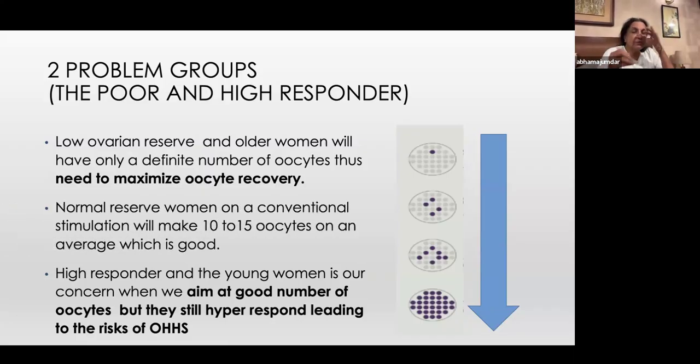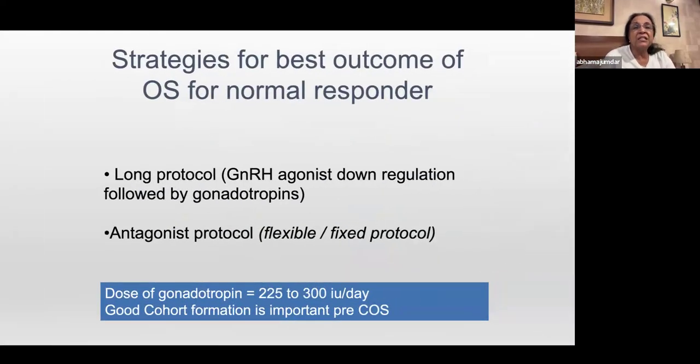And then comes the normal responder, which is much easier to treat because you know that they will respond normally. They don't have too many oocytes, so you can give them a conventional dose and still they will make 10 to 15 oocytes on an average, which is a very, very good number. The best number is 10 to 15, in which you can proceed with fresh transfer and still freeze 2-3 embryos for future transfer. So, strategies for best outcome for normal.